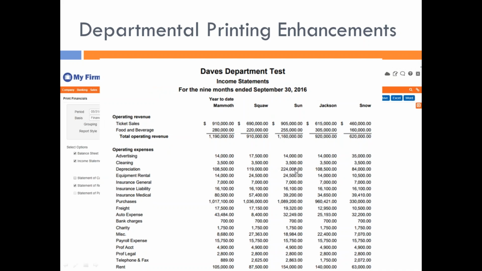So in this case, you can see all the different departments. You get the income statement. You can say, oh yeah, Mammoth Mountain's really doing good. Snow Summit's not doing so good. Or you can compare how all the different departments are. And it gives a lot of good information in a concise form.